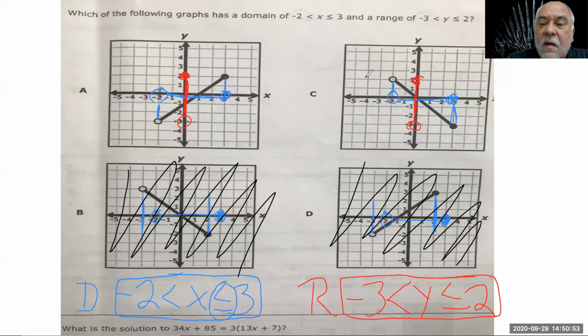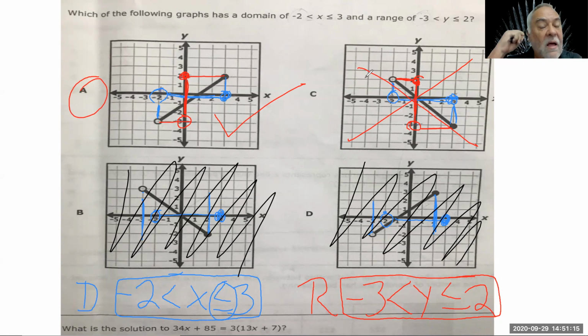Okay. Does this open circle on C, does this open circle match that closed circle there? No. And does the closed circle match the open circle there? No. So it's not C. Let's just make sure on A that they match. Closed circle, open circle. Yes, the answer is A.